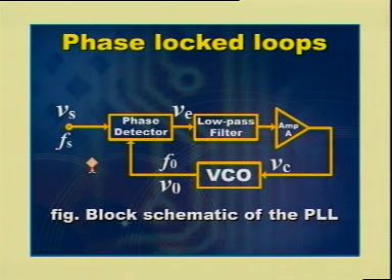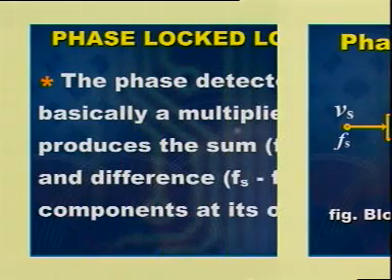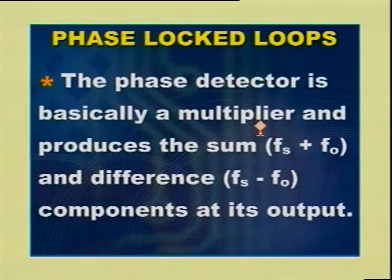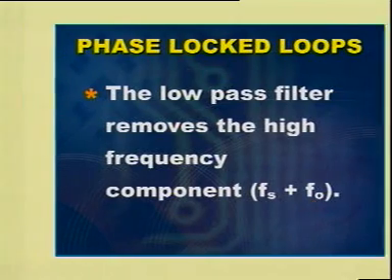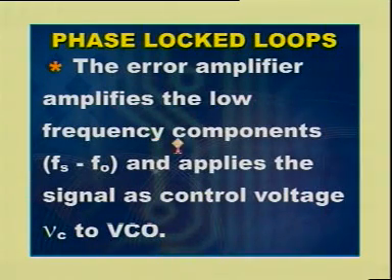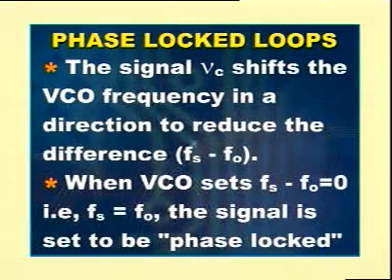It consists of phase detector, low pass filter, amplifier and VCO. The phase detector is basically a multiplier and produces sum, that is Fs plus F0, where Fs is the signal frequency, F0 is the VCO free running frequency, and difference, that is Fs minus F0 components at the output. The low pass filter removes the high frequency component Fs plus F0. The error amplifier amplifies the low frequency components Fs minus F0 and applies the signal as control voltage Vc to VCO, that is voltage controlled oscillator.